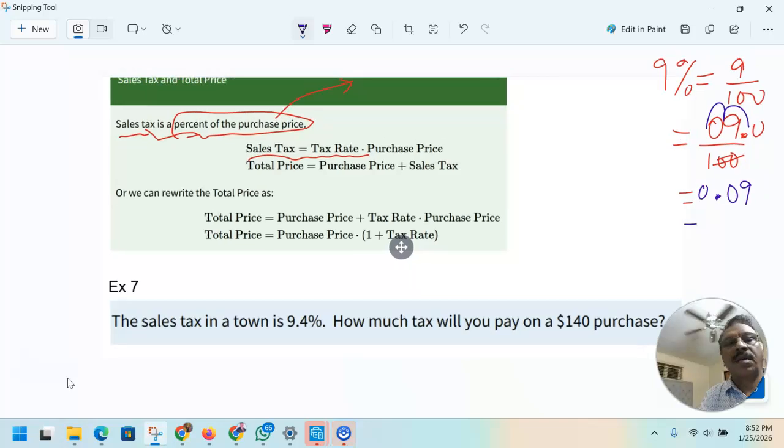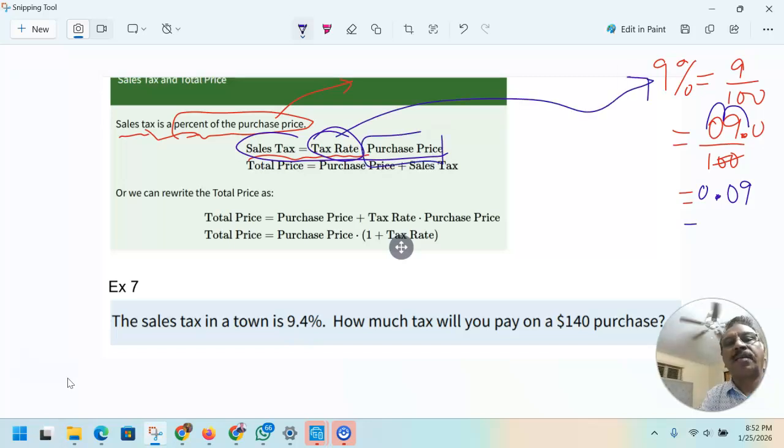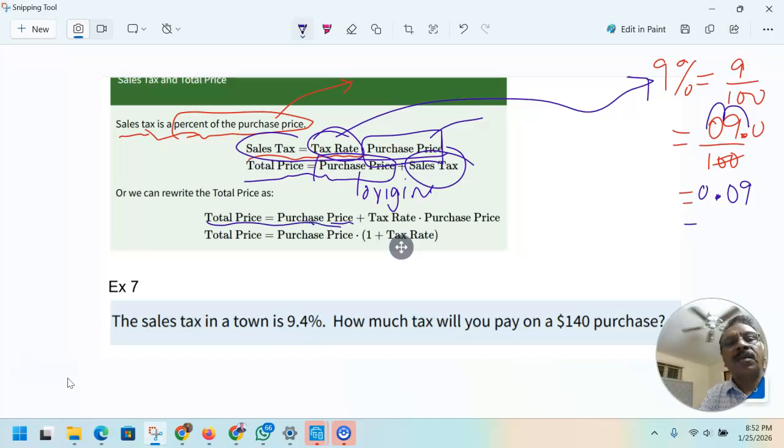Okay, so let's write then. Always multiply the tax rate. So that's the tax rate, whatever the price of your shoes may be, multiply. And the total price will be the original price, whatever the original price that you have, you just add to the sales tax. So the total price is purchase price plus the sales tax.